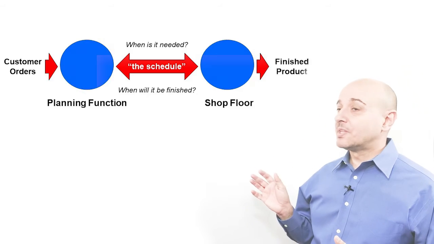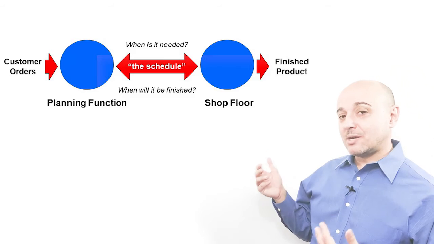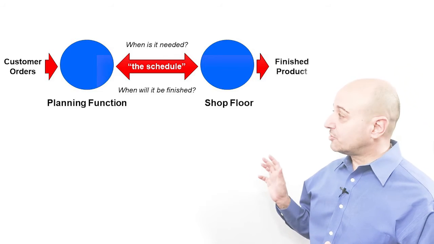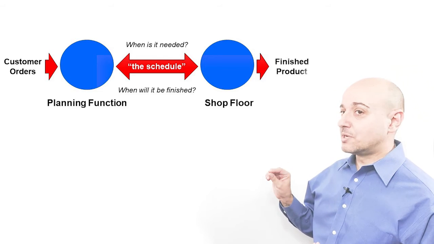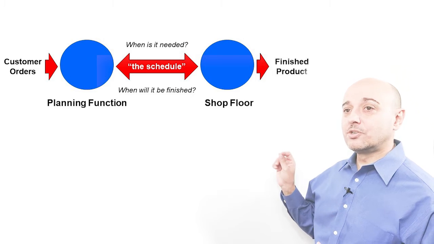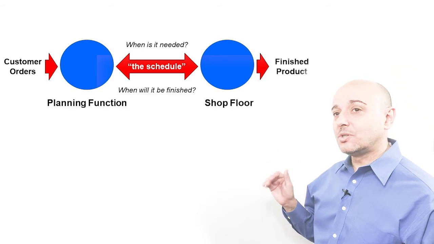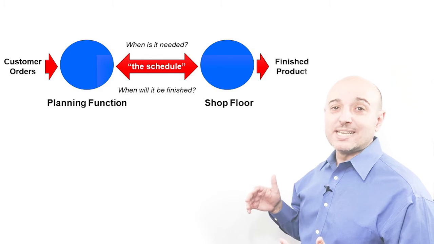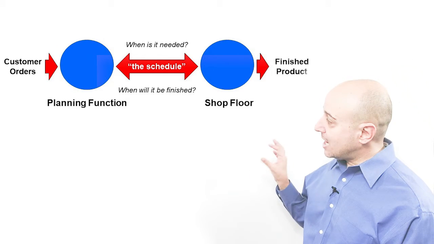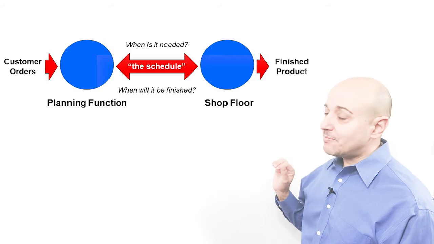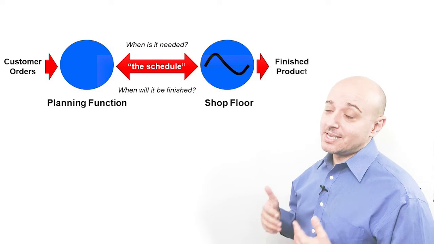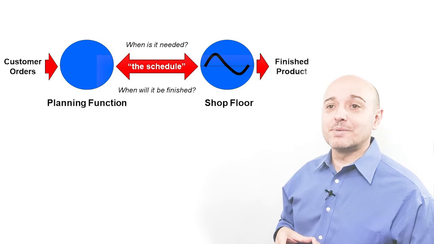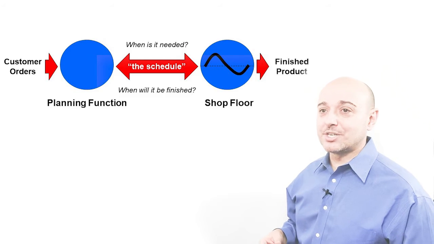Traditional ERP-based production scheduling looks like this. We have a planning function that receives customer orders. Those customer orders are translated into a production schedule that's then delivered to the shop floor. That production schedule is basically expressing when jobs are needed. It's a set of due dates. The shop floor acts on it, and the shop floor is an oscillator. It's volatile by nature because it's a physical operation.